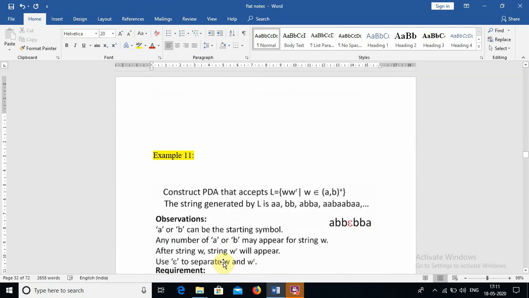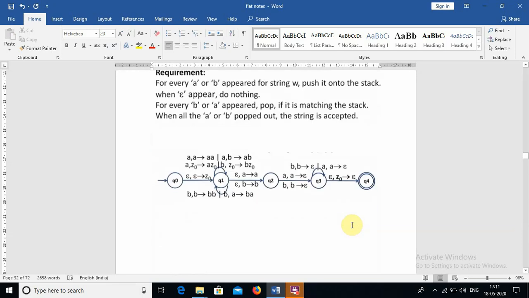I defined so many examples for your understandability. It is not good to explain every example. This is for reference only. Here we have a palindrome. We didn't include any C here. And a comma b plus positive closure. Positive closure means epsilon, the null string, is not there in the language. To solve this we can add epsilon in between the w and wr, and we have a PDA. You just go through the example, consider the observations, requirements, and the PDA, and then you can understand it.